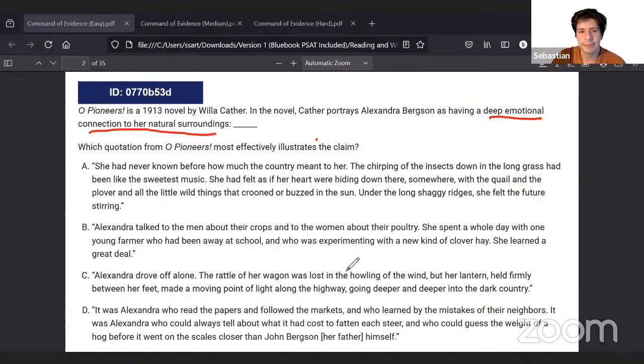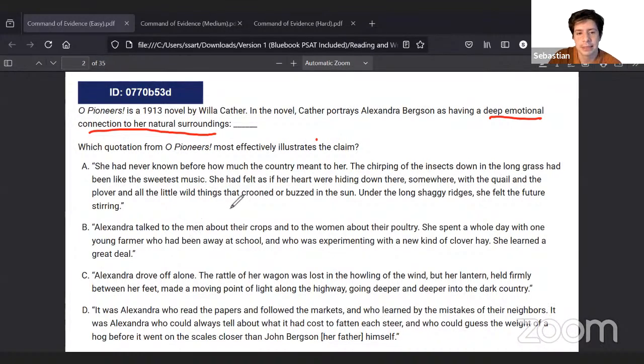So A, she had never known before how much the country meant to her. The chirping of the insects down in the long grass had been like the sweetest music. She had felt as if her heart were hiding down there, somewhere with the quail and the plover and all the little wild things that crooned or buzzed in the sun under long, shaggy ridges. She felt the future stirring. Okay. So that seems like she's emotionally connected to something. So that could be a possibility.